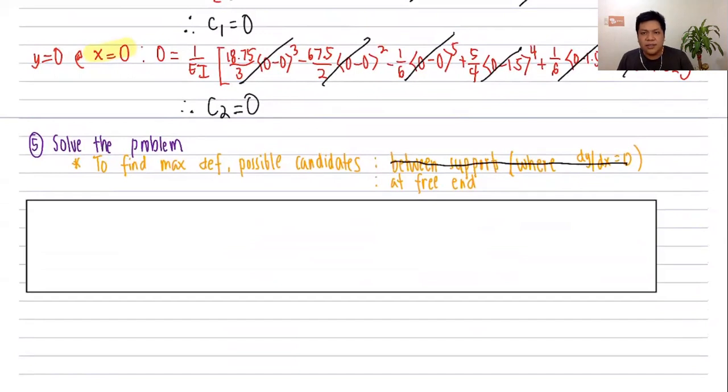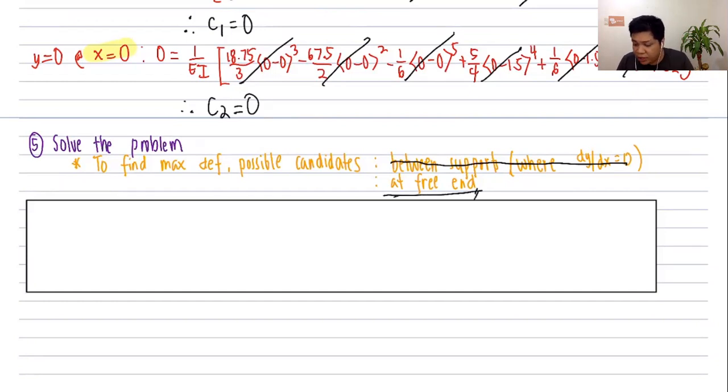But sir, I know where dy over dx is 0 in that example. It's at the fixed support. But of course, that's not a location of a maximum deflection because it's actually a boundary condition. It's a support reaction wherein dy over dx is 0. But then again, the deflection is still equal to 0. So it's not a location. The fixed support is not a location. Therefore, it is actually at the free end.